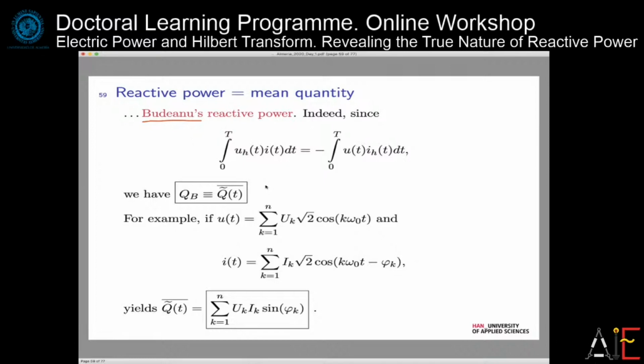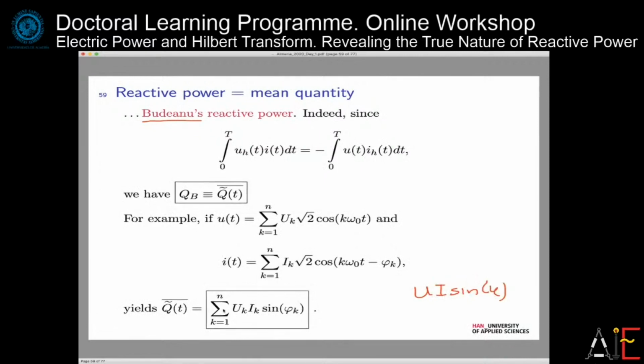And of course, if you want to compensate something that is a mean quantity, that doesn't mean that for distorted signals you are doing a good job, right? Because you have to take everything that's going on within the cycle into account if you want to optimize things. But from here we can also conclude that Budeanu is just a straightforward generalization of the UI sin phi, right? And that's given over here.